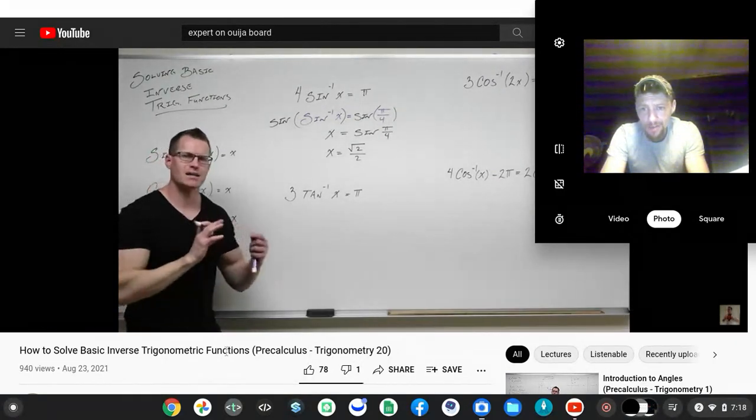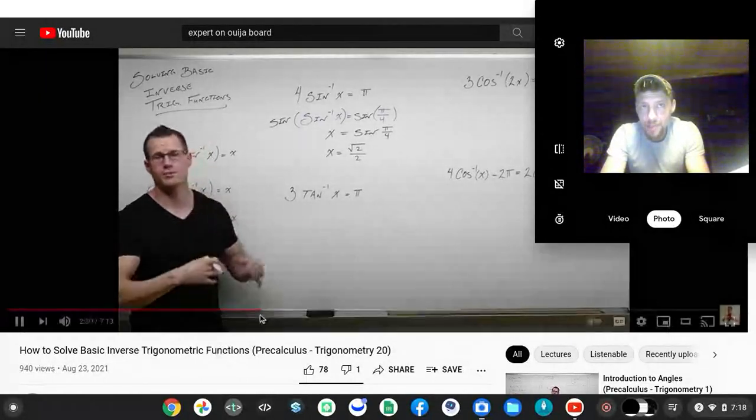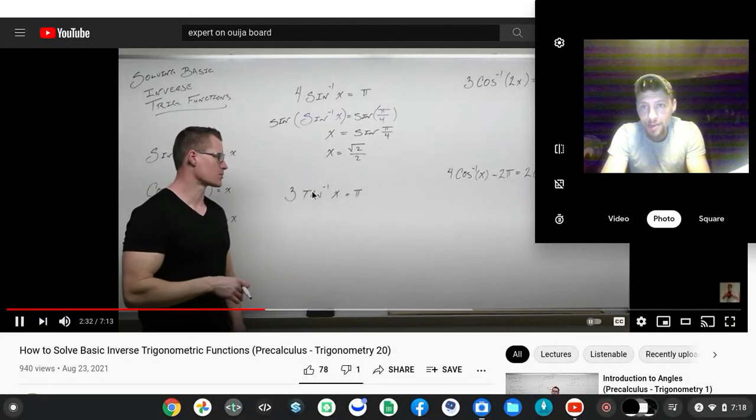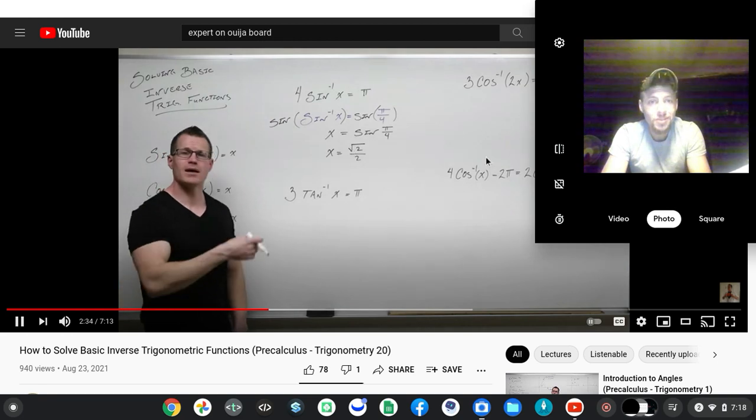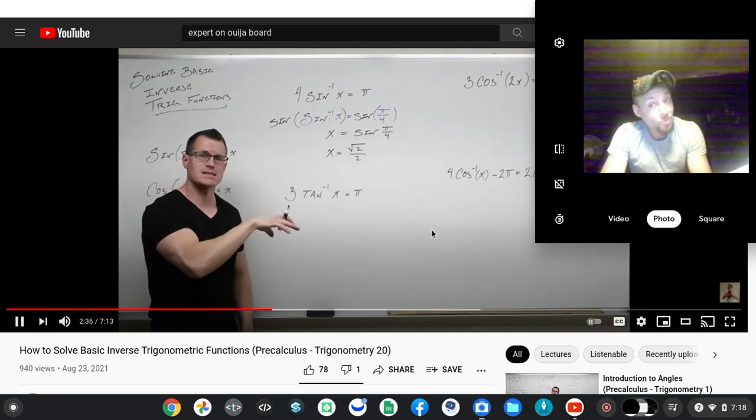So, isolate the inverse function, then take the appropriate function on both sides. Same thing's going to happen here. 3 times tan inverse of x equals pi. Let's divide both sides by 3.